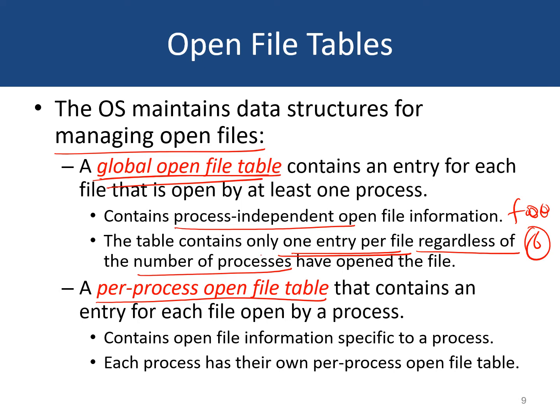Now in addition to this global open file table, for every process we have a per process open file table. So each process has its own per process open file table. In contrast to the global open file table, the per process open file table contains the open file information that is specific to the given process.